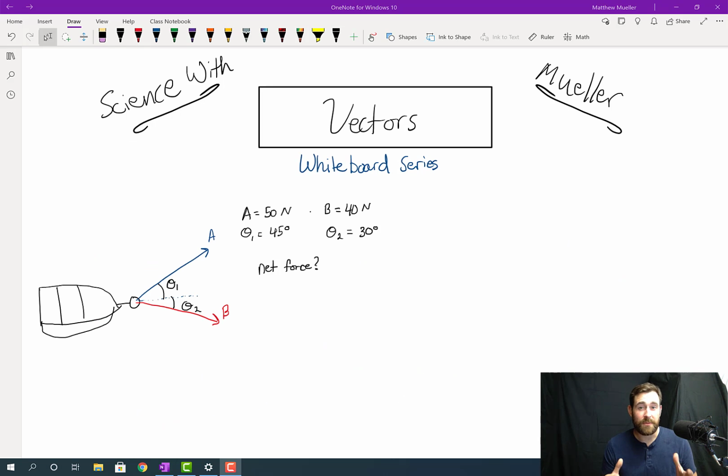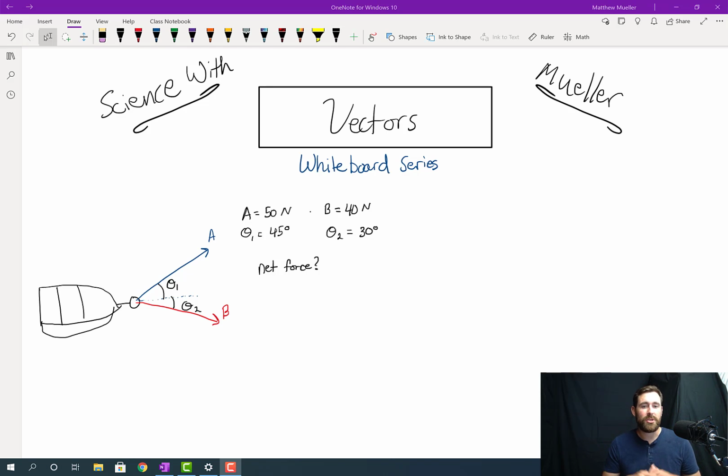Now we're on to our last problem. This would be an example of one of the harder problems you might see in a high school physics class or an introductory physics class at college. So here we have a boat. It's being pulled out of the water by two friends. One friend is pulling at 50 newtons at 45 degrees. That's person A. Person B is pulling at 40 newtons but at 30 degrees. So the question is, what's the net force on the boat?